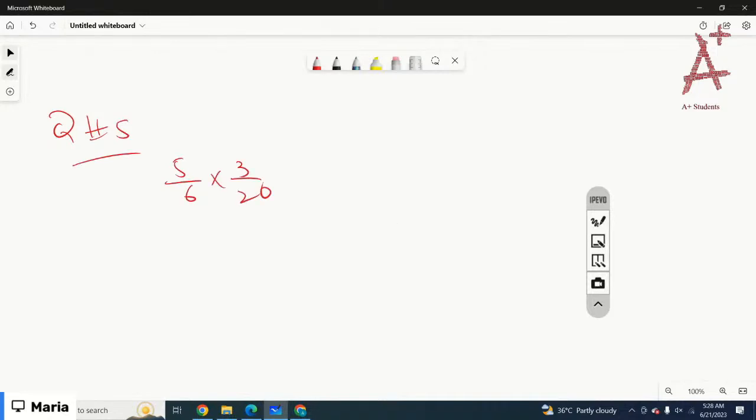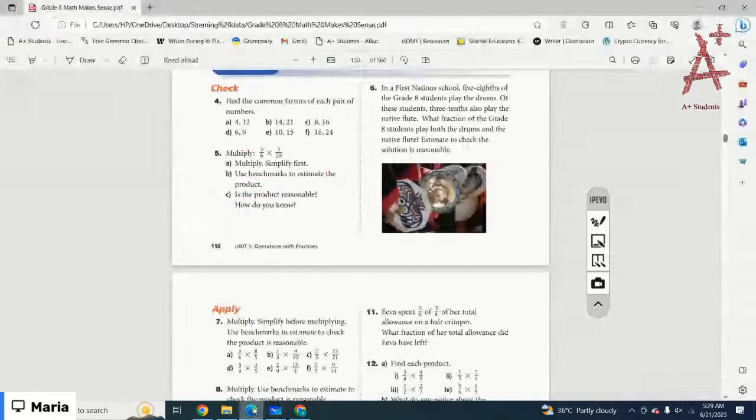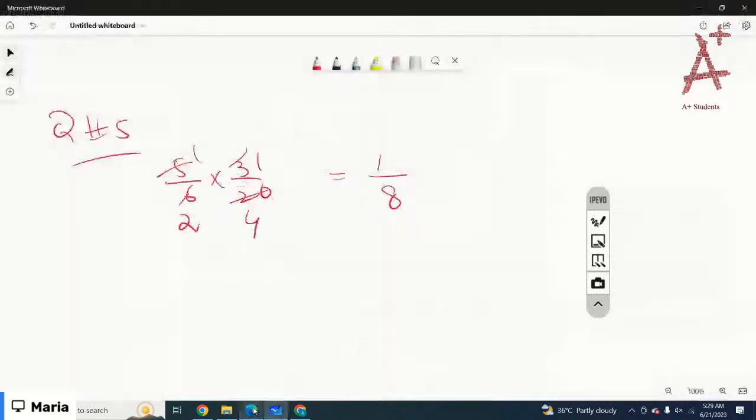Okay, so 5 times 1 is 5 and 5 times 4 is 20. 3 times 1 is 3 and 3 times 2 is 6. So 1 times 1 makes 1 and 2 times 4 makes 8. Got it? Okay, for the B part, you have to use benchmarks to estimate the product.